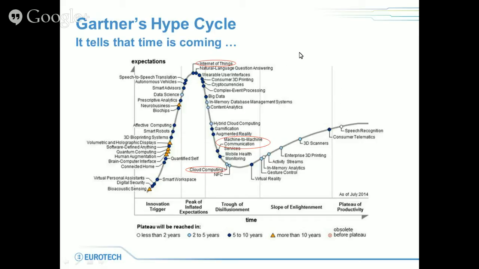The interesting thing is to look at the 3 things that I have marked in red: the Internet of Things, the machine-to-machine communication, and the cloud computing. These are 3 things that are tightly connected. And you see that Gartner expects cloud computing to reach the plateau of productivity in the next 2 to 5 years, while the machine-to-machine and Internet of Things technologies are expected to reach their plateau in a period that goes from 5 to 10 years.